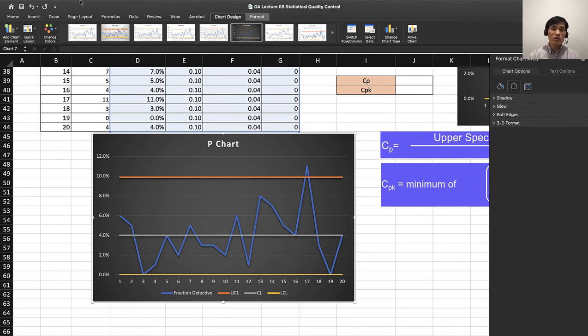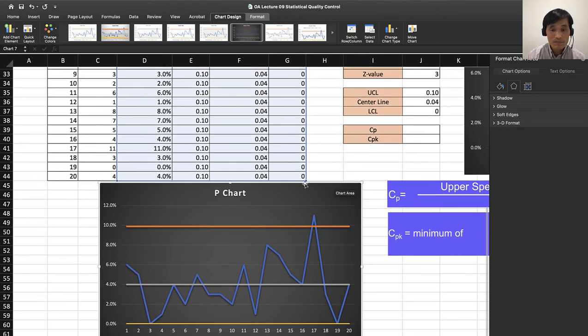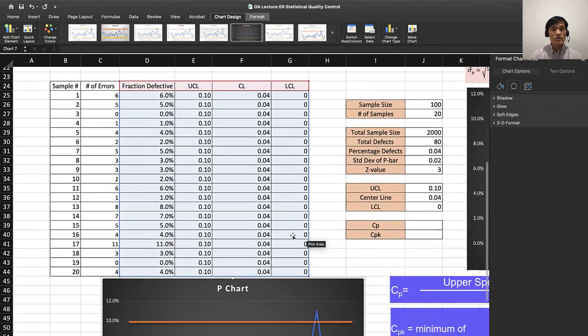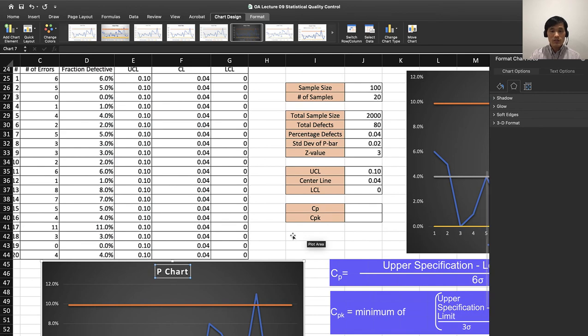You can try different layouts and different colors, and we see that sample 17 is obviously problematic because it went out of the boundary. So we may need to look at that. And I don't see any particular problem here other than this one. So that's how you can draw the P chart.